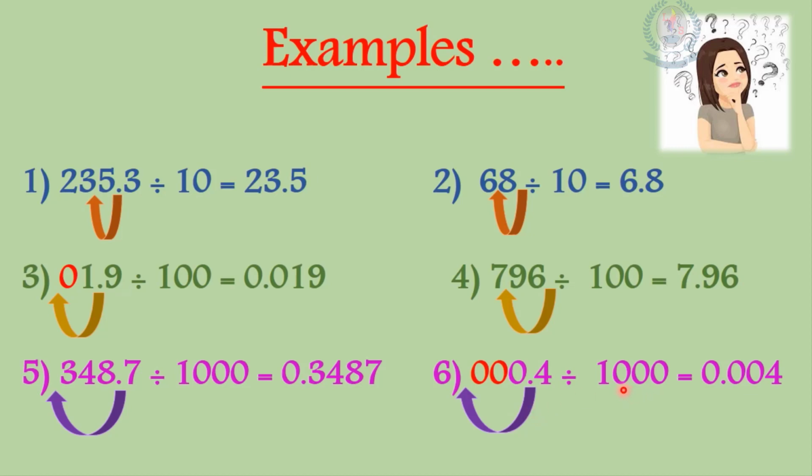Next one, 0.4 divides by 1000. Here we have to divide by 1000. That means we have to move the decimal place to left hand side by 3 digits. But in front of that decimal place only 1 zero is there. So we have to add other 2 zeros as well, these two red color zeros we have to add, right? Then the answer is 0.004.